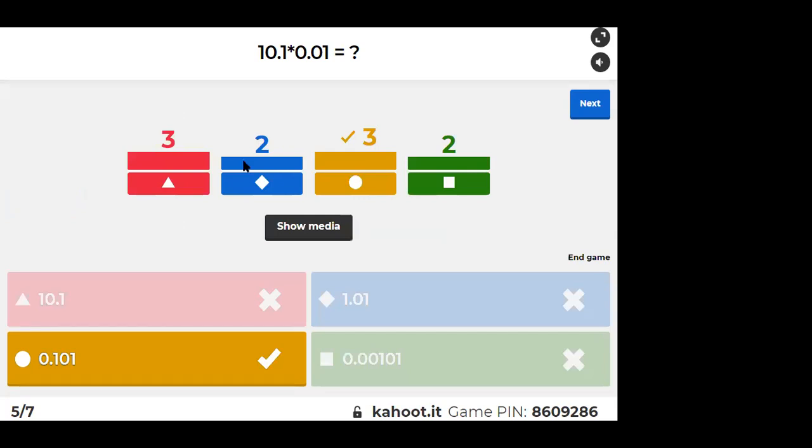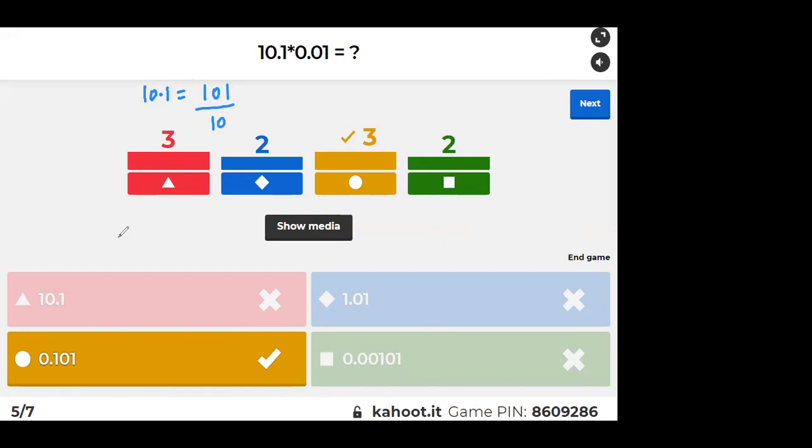Okay. Now, first of all, how to multiply this? Step by step. First of all, convert this into a fraction. So 10.1 can be written as 101 by 10. Yes or no? Raise your hand. Everyone, step by step.